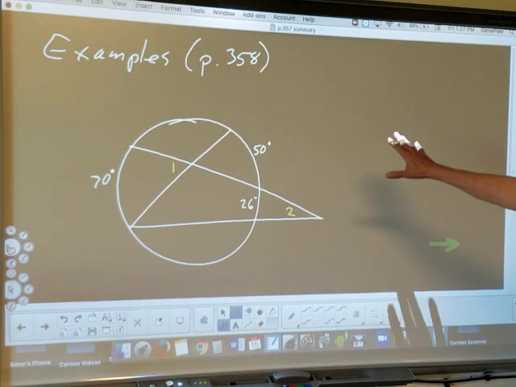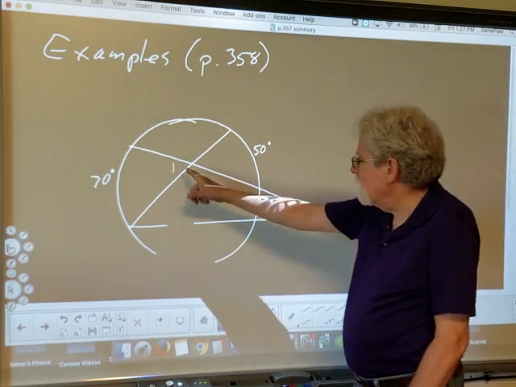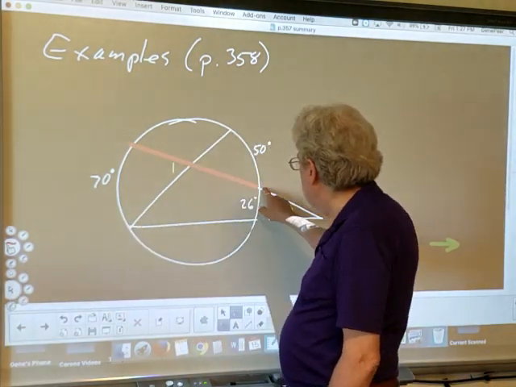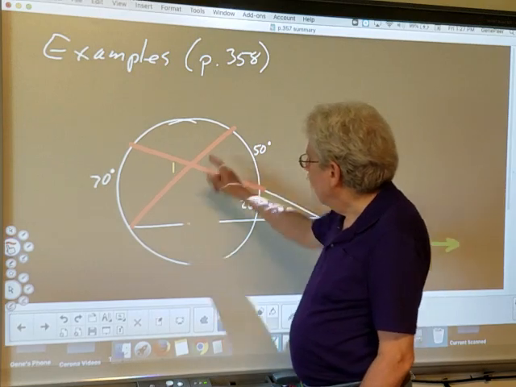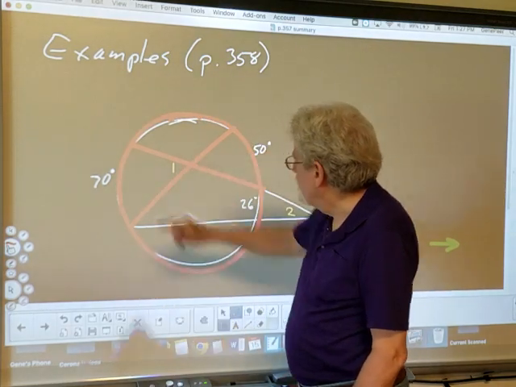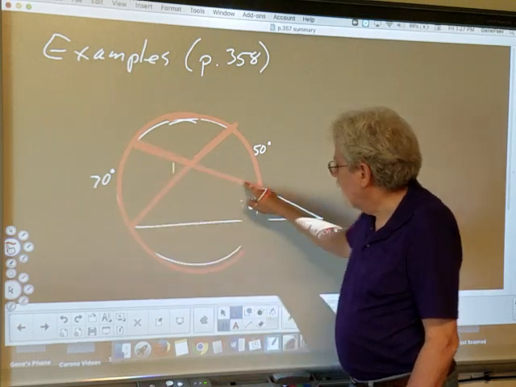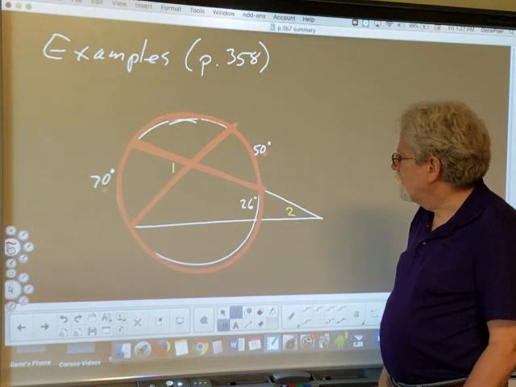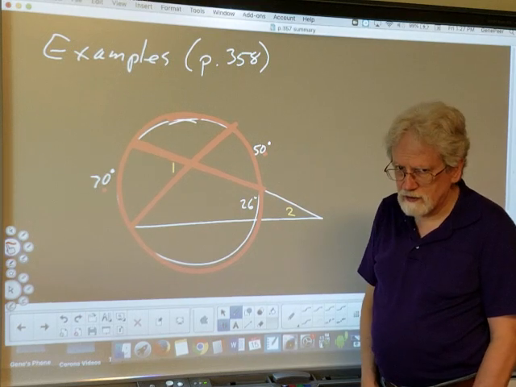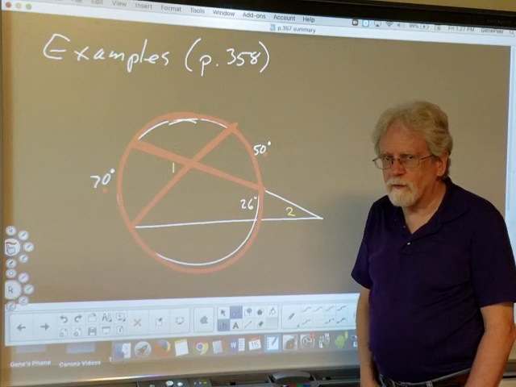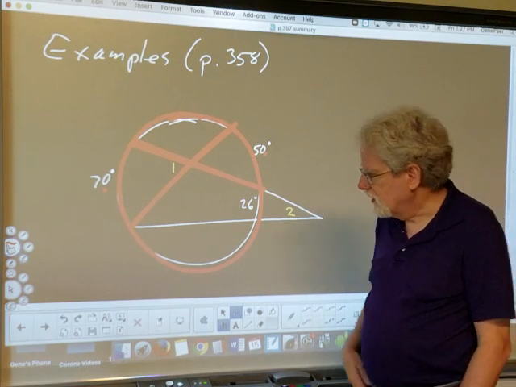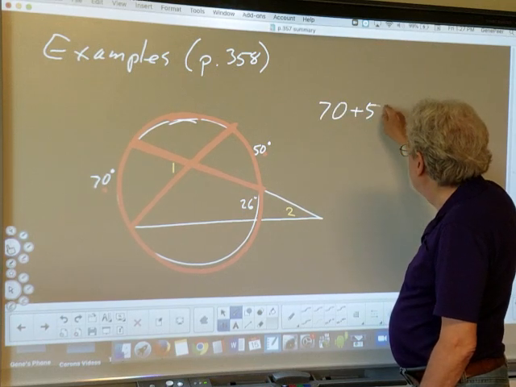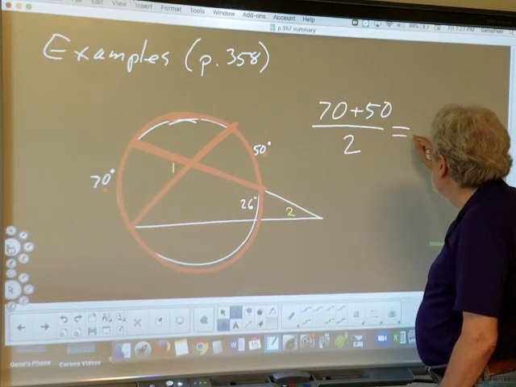Okay, so from page 358, first example, finding angles 1 and 2. Looking at just this, we have a classic case of two chords meeting inside the circle. We add the arcs and take half. 70 plus 50 being 120. Therefore, angle 1 is half of 120. It is 60. Again, on your homework, I expect to see that. I expect you to write 70 plus 50 divided by 2 equals 60.